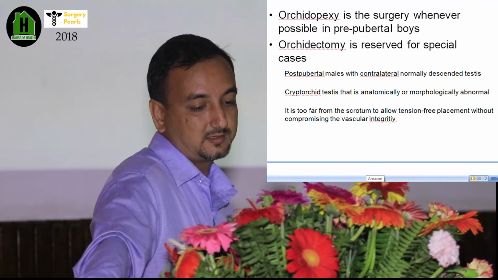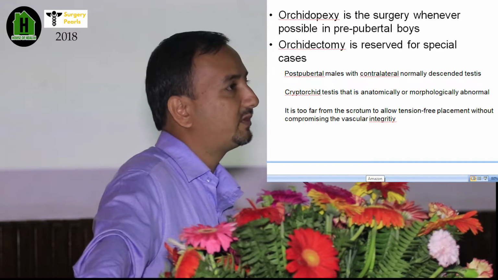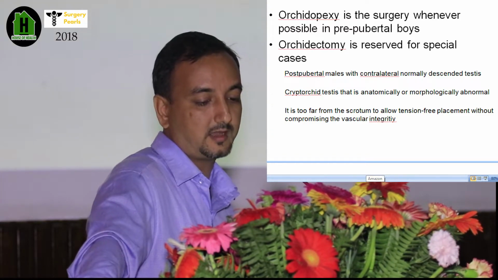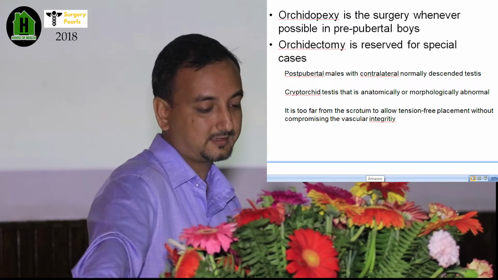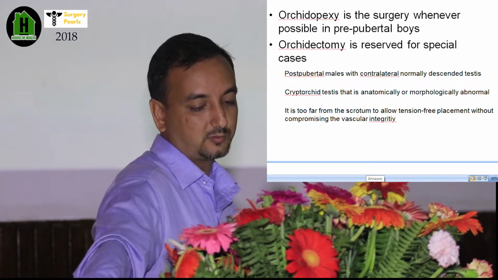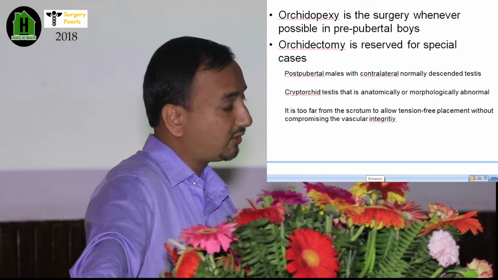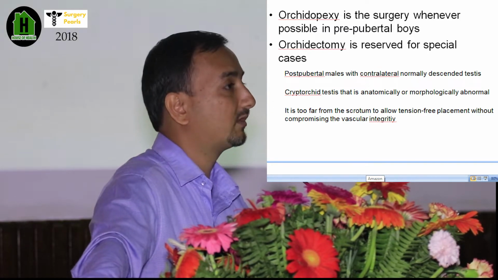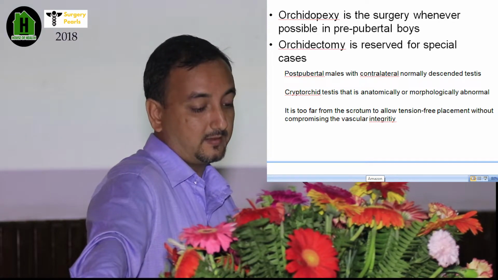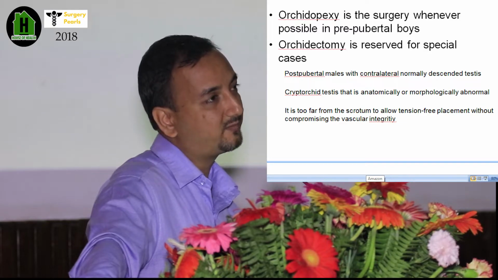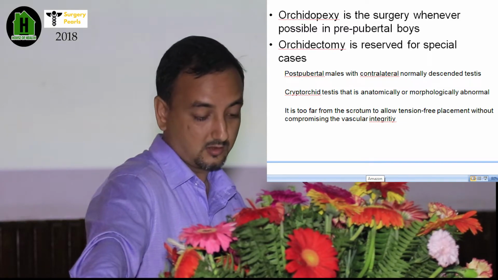So orchidopexy is the surgery whenever possible in prepubertal boys, and sometimes orchidectomy is done, which is reserved for special cases. Such cases are post-pubertal males with a contralateral normally descended testis, a cryptorchid testis that is anatomically or morphologically abnormal, and if the testis is too far from the scrotum to allow tension-free placement without vascular compromise.